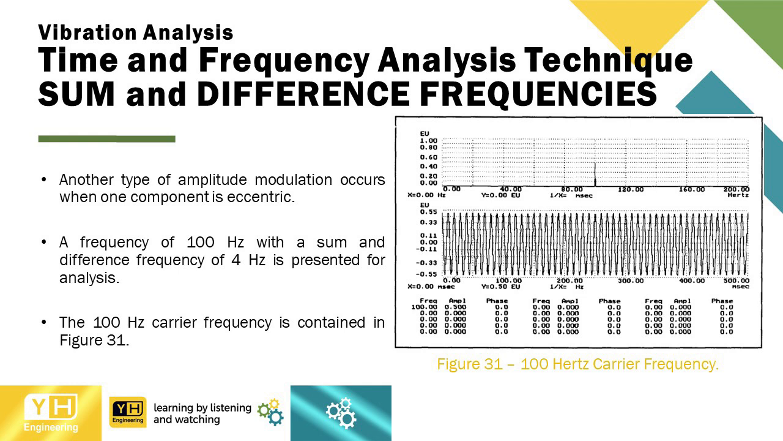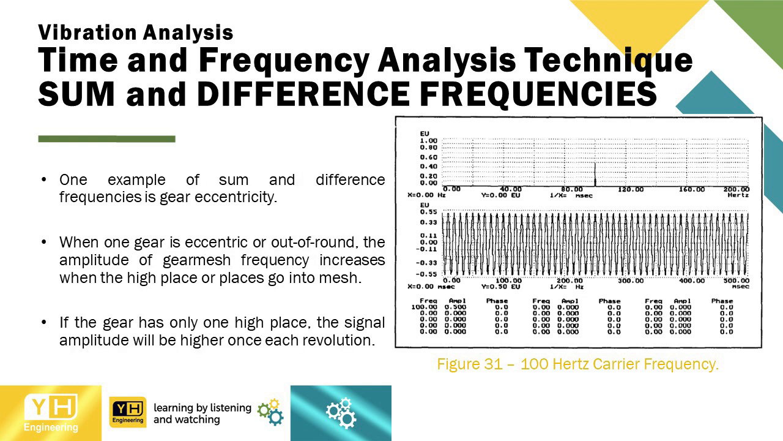A frequency of 100 Hz with a sum and difference frequency of 4 Hz is presented for analysis. The 100 Hz carrier frequency is contained in figure 31. One example of sum and difference frequencies is gear eccentricity.